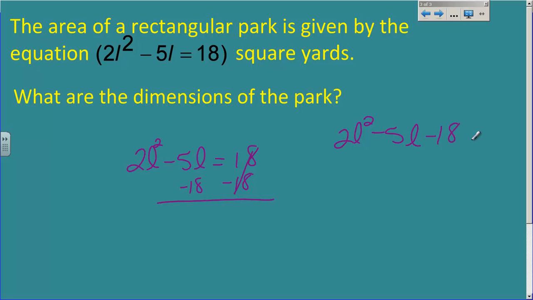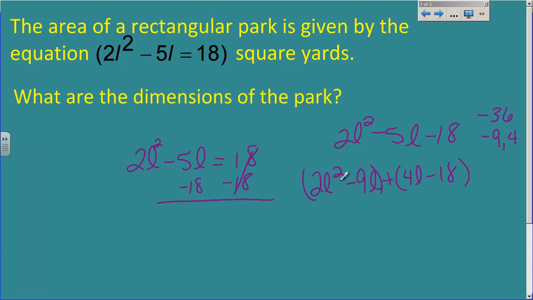So 2 times negative 18 is negative 36. And just like a minute ago, I'm going to have to practice a little bit, and it's probably going to be negative 9 and 4, because negative 9 times 4 is negative 36, and negative 9 plus 4 is negative 5. So I'm going to rewrite this as 2L squared minus 9L plus 4L minus 18. And I'm going to group and factor.